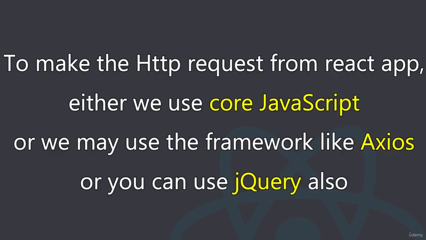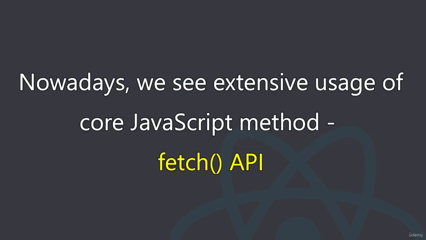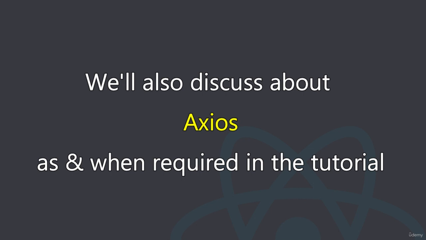So now, to make the HTTP request from the React application, either we use core JavaScript, or we may use a framework like Axios, or you can use jQuery also. Nowadays we see that people are using the core JavaScript method, that is the fetch API, and that's what we are going to use in our forthcoming applications to see how the HTTP requests are made. We will also discuss Axios as and when required in the tutorial.